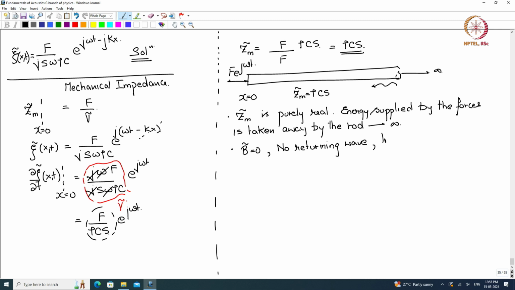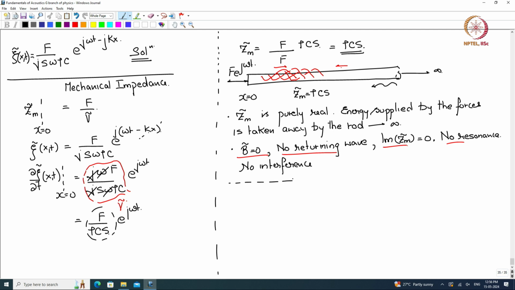And therefore the imaginary part of this is 0, and hence no resonances. Okay, it's also because there is no interference with the propagating wave towards the right. There is nothing to interfere, and therefore there are no resonances, no imaginary part going to 0, no returning wave, B̃ is 0. Okay, so that's the semi infinite rod.